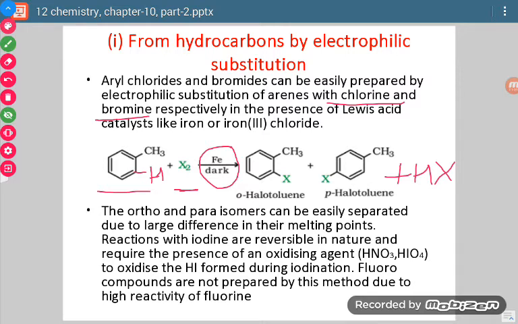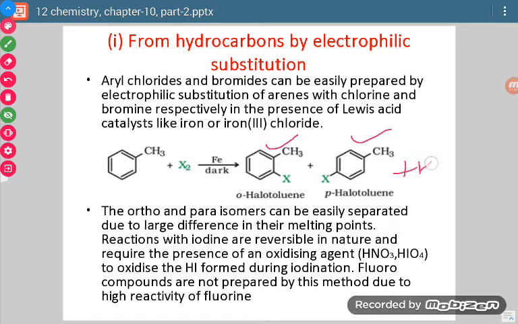So what happens in this case? The H atom goes out, and one X gets attached in place of H. So there is formation of ortho product, and para product is also formed. Along with these main products there is formation of HX also. These are the products formed and they are to be separated. They have a lot of difference in their melting points, so they can be easily separated.